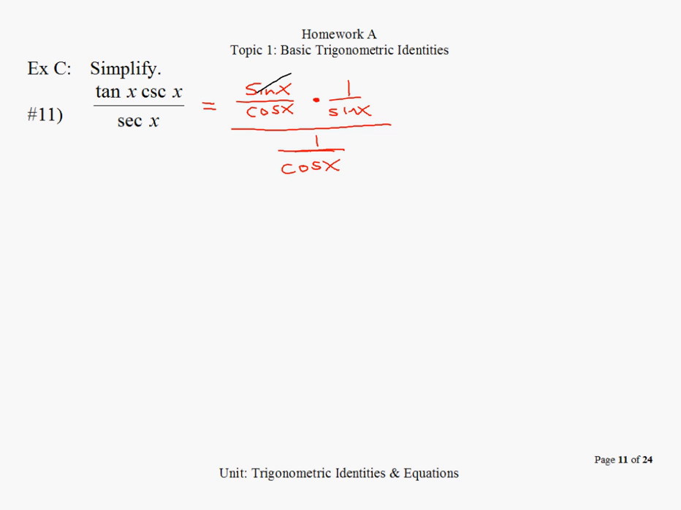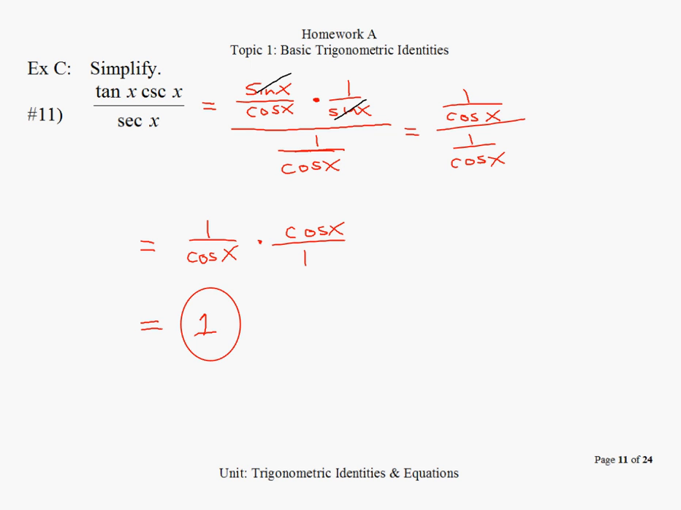The sine in the numerator and the sine in the denominator of the numerator cancel. So this is 1 over cosine of x divided by 1 over cosine of x. Anything divided by itself is 1. Or you could rewrite it as 1 divided by cosine of x times, instead of divided by, cosine of x over 1. In other words, dividing by a fraction is the same as multiplying by its reciprocal. Cosines cancel, and you get 1.